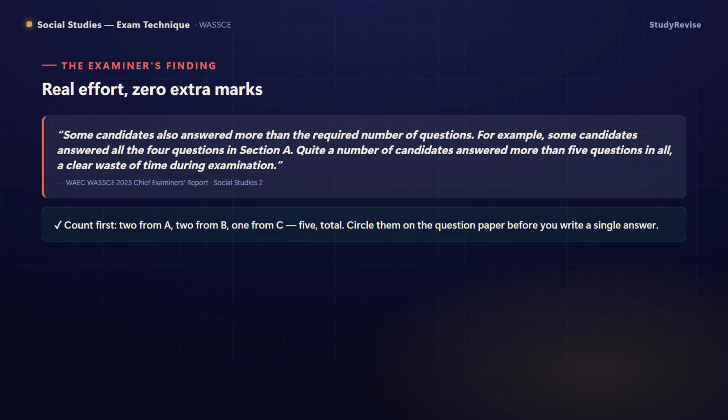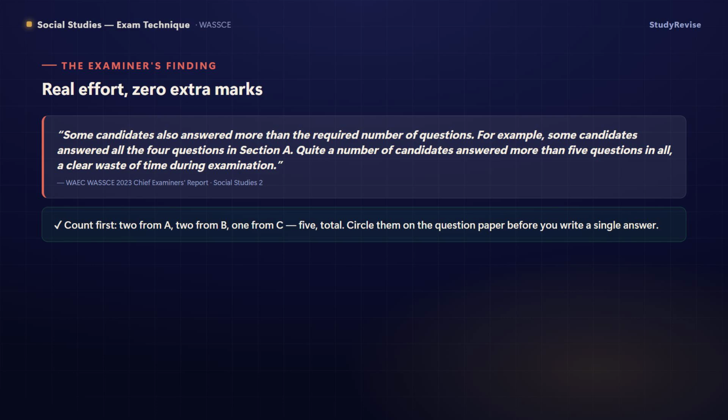The fix is arithmetic, not talent. Before you write anything: 2 from A at most, 2 from B at most, 2 from C at most, 5 total. Circle your 5 chosen questions on the question paper itself before your pen touches the answer booklet.